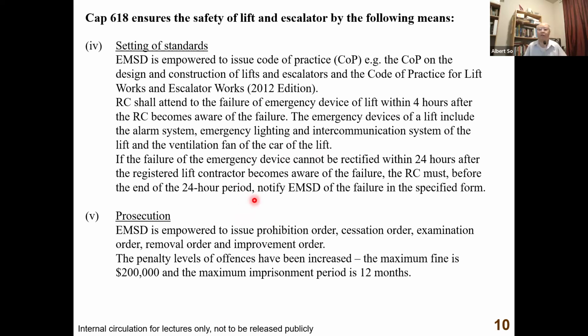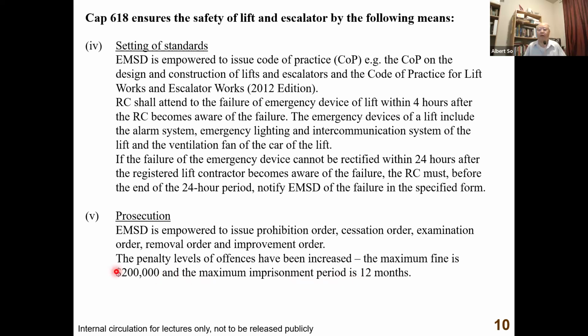So I'll just brief you on what 618 is. Then prosecution: if the responsible person is not responsible for the lift, then EMSD can prohibit the use of the lift and even sue the responsible person, the owner, the property management guy. The maximum fine is 200,000 Hong Kong dollars, and the maximum imprisonment is 12 months.